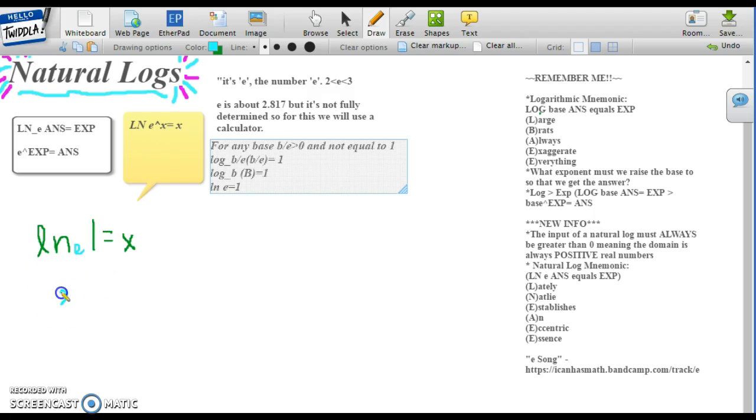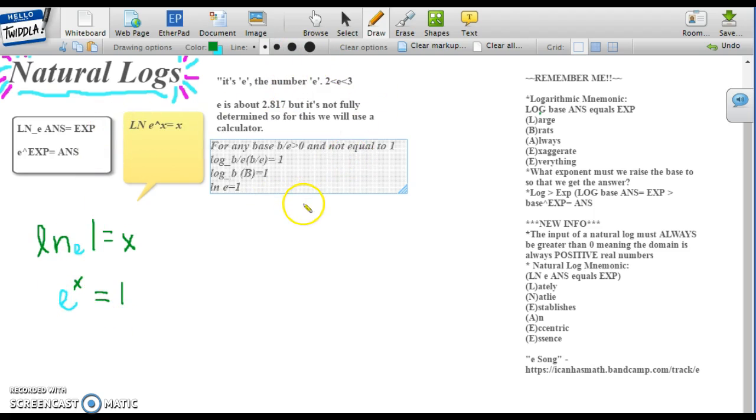So I then take e to the x power equals 1, because base risen to the exponent equals 1, or equals the answer.